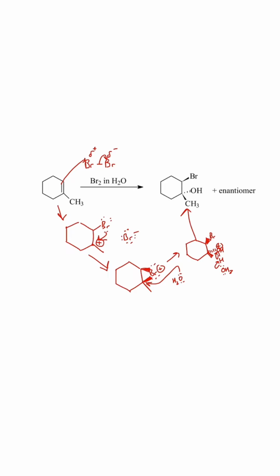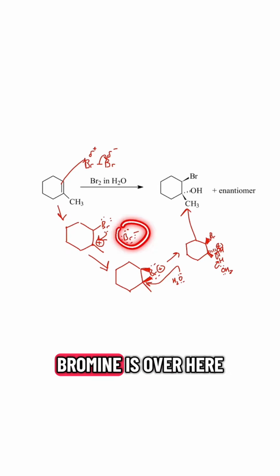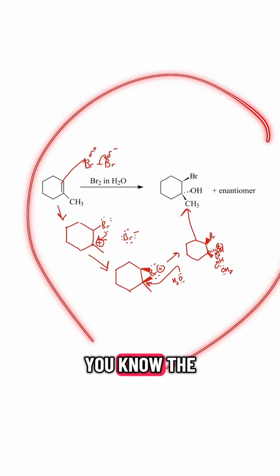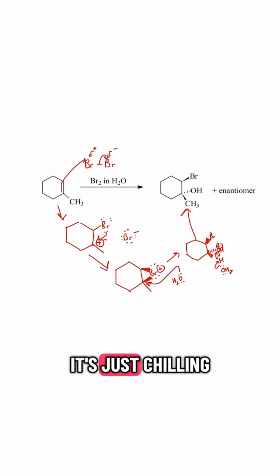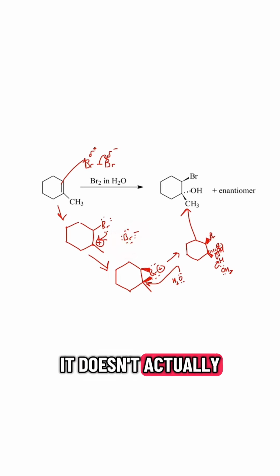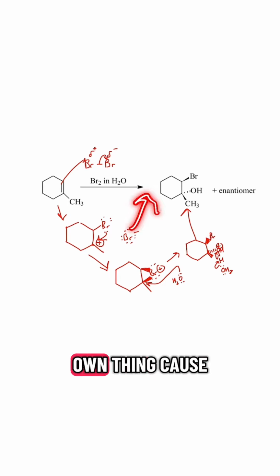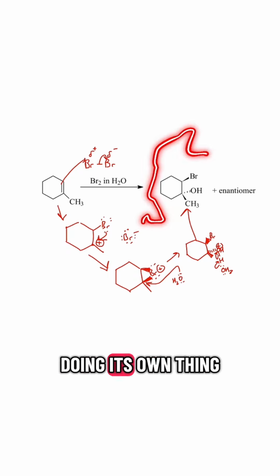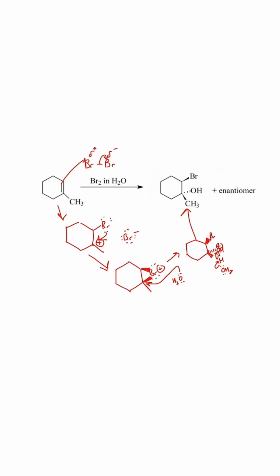Secondly, while the bromine is over here, the Br minus, and in the world of the paper or screen or your exam, it's just chilling over here. It doesn't actually just hang out over here. In real life, it goes off and does its own thing because it's in solution, because this is all in water. So it's all off doing its own thing. It's its own molecule now.